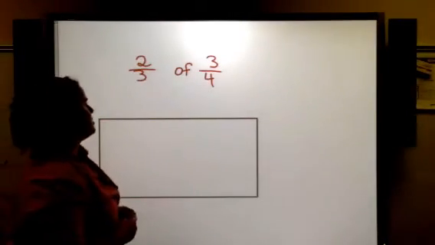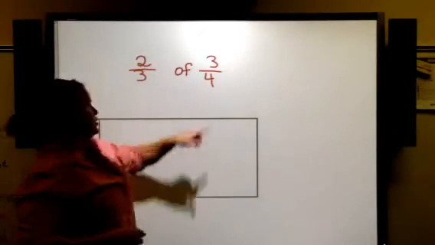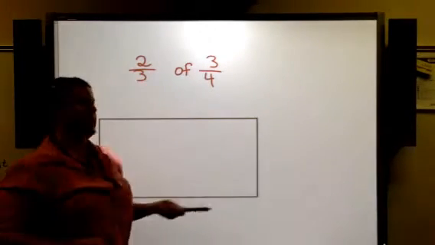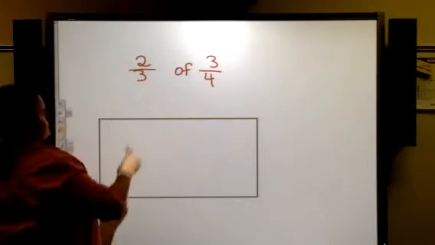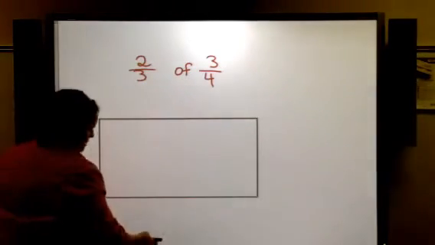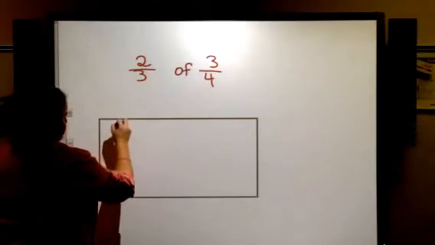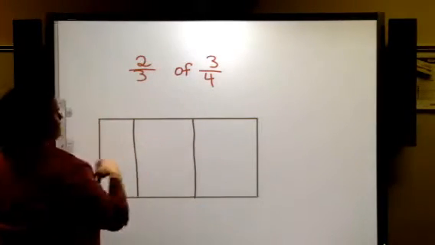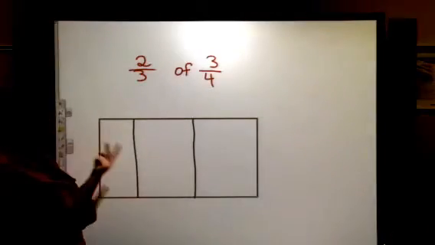This problem is 2/3 of 3/4. What you need to know is of represents multiplication as well. So when you see of, multiply. So 2/3 of 3/4, I'm going to divide my fraction by the first denominator, and it says into thirds. So I've got 3 parts, and it says to shade in 2 parts.